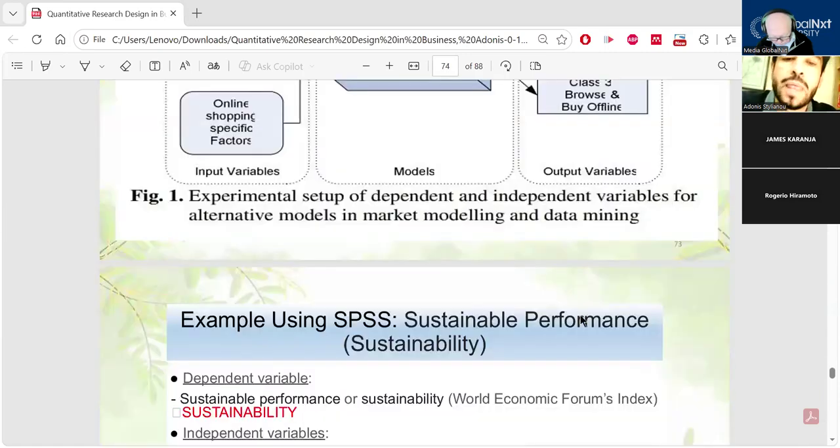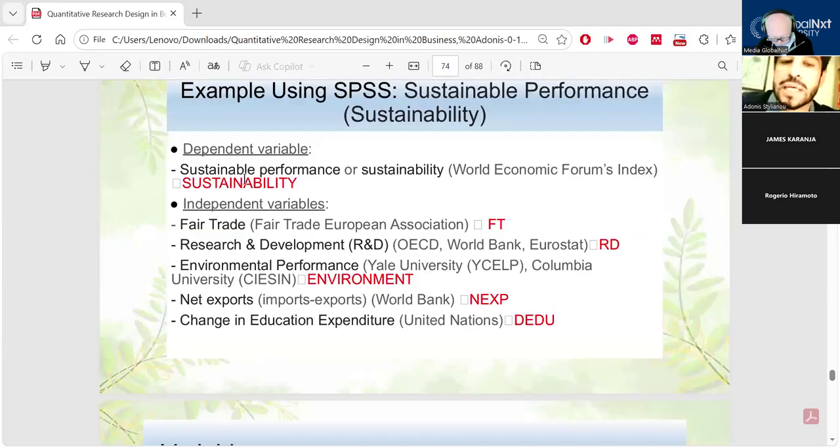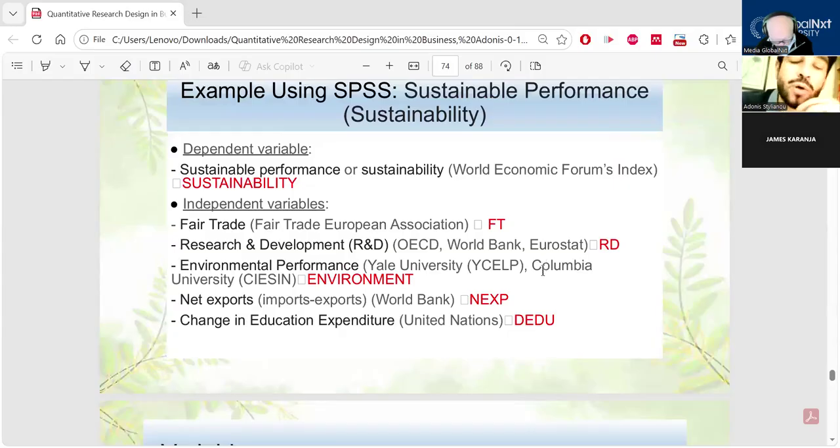Okay, so let's see the example. Dependent variable: sustainability. Independent variables: fair trade, R&D, environmental performance, net exports, and change in education expenditure. All of the data at the macroeconomic level were taken from international organizations, very valid and credible data. And basically what we try to do is to see how businesses, the business sector, will behave in terms of securing sustainable outcomes over a period of time.